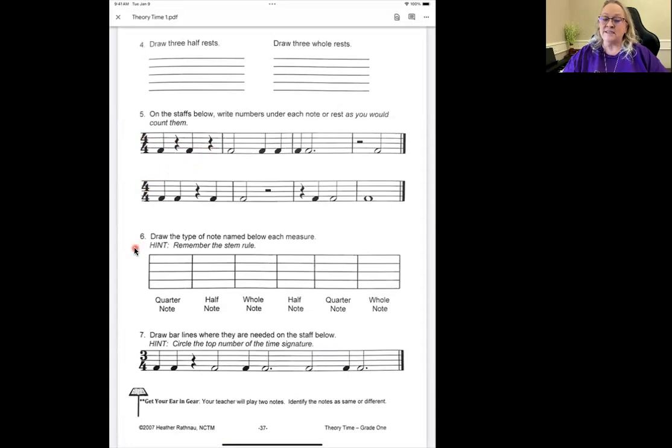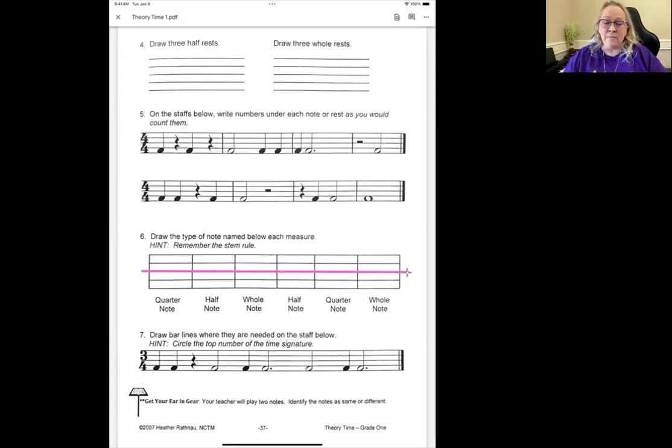Question number 6. Draw the type of note named below each measure. Hint, remember the stem rule. If you don't remember the stem rule, go back in your book and look it up. Remember, the stem rule has to do with line 3. Line 3 is a special line. It has to do with, does the stem go up or down?